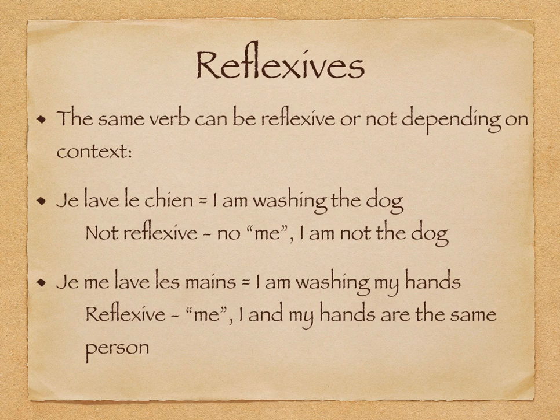But if I have a sentence like, je me lave les mains, I am washing my hands, this is a reflexive sentence for two reasons. One, we see the me in front of the verb lave. We know that that's our reflexive pronoun, so therefore the entire sentence must be reflexive. But even if we didn't have that, we know that I and my hands were the same person. I own my hands, they're a part of me. It's something that I am doing to myself. So therefore, I know that the sentence has to be reflexive.